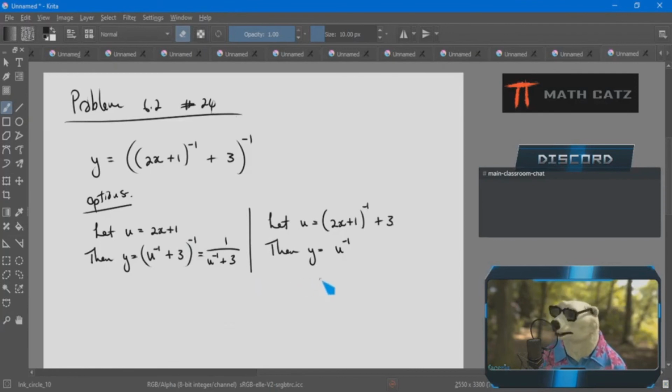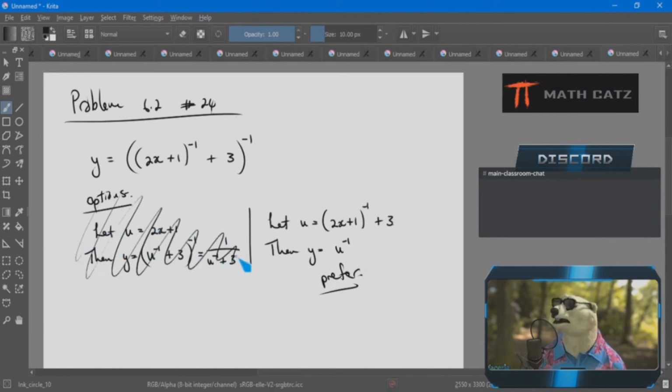Not right or wrong. I'm going to prefer, oops, I'm in eraser mode, I'm going to prefer this. It's not right and wrong. That's my choice. You're welcome to try the other one. You'll still get the right answer. It won't look the same, but it will be the same.